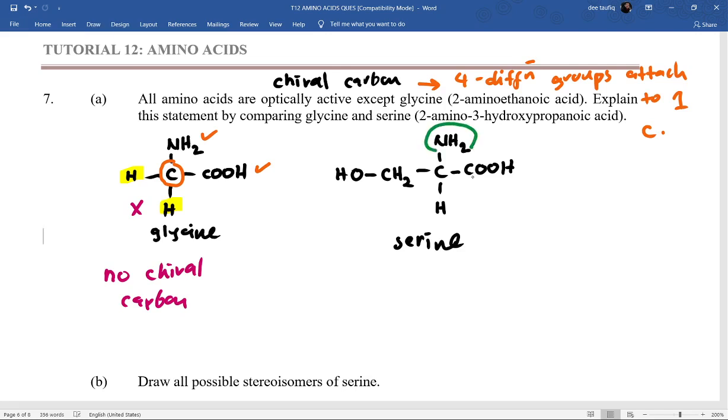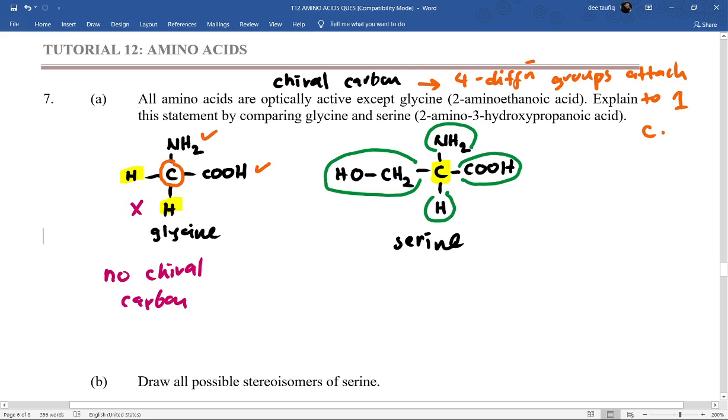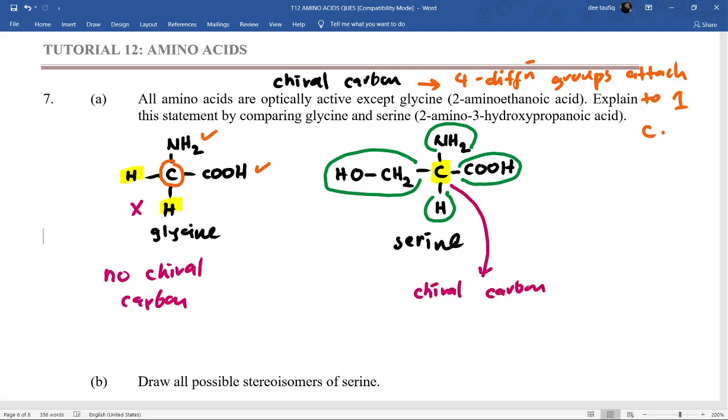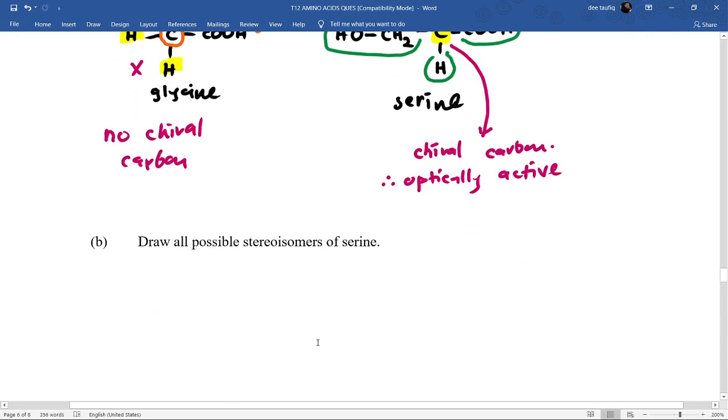Okay. Untuk serine however, dia ada NH2 satu part, ni dia ada COOH another one part, we have H, one more part, and then CH2OH, 4. So dia ada 4 benda yang berlainan attached pada karbon tengah ni. Right. So this one is the middle, we known as chiral carbon. Therefore optically active. Okay. So, bila dia optically active, bermaksud dia boleh buat enantiomer.